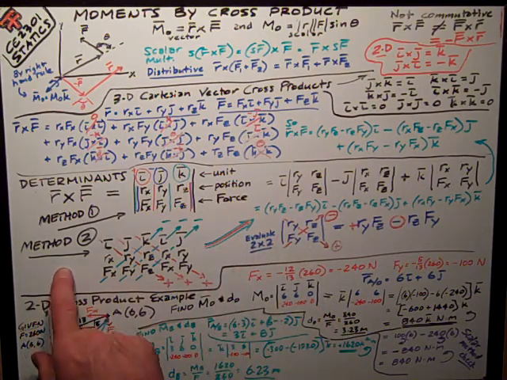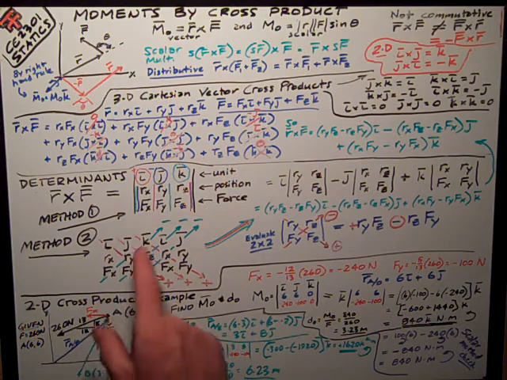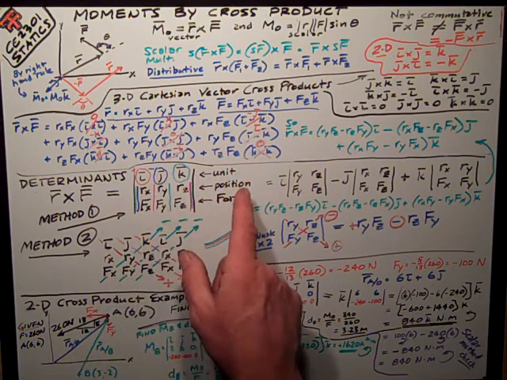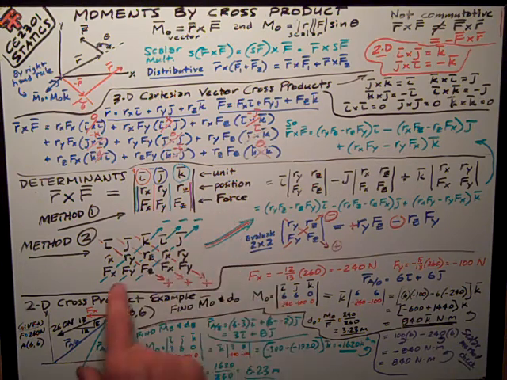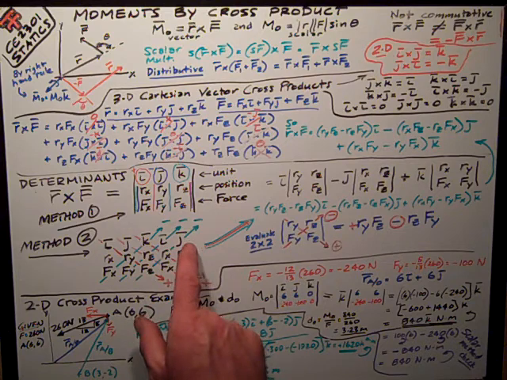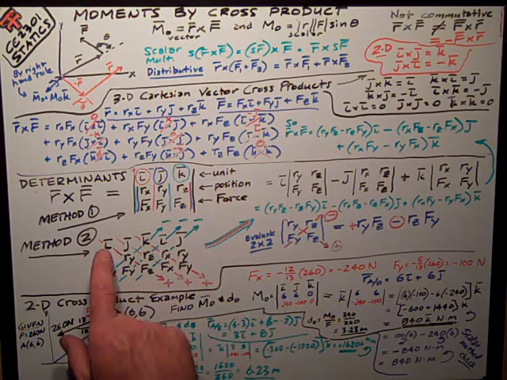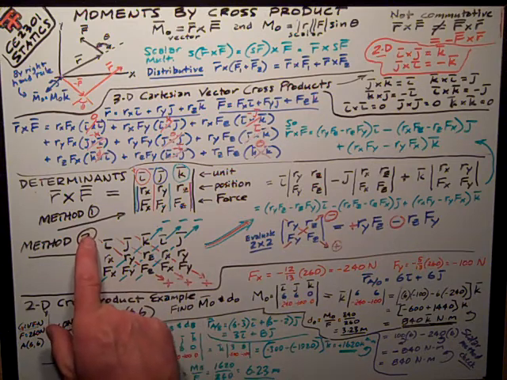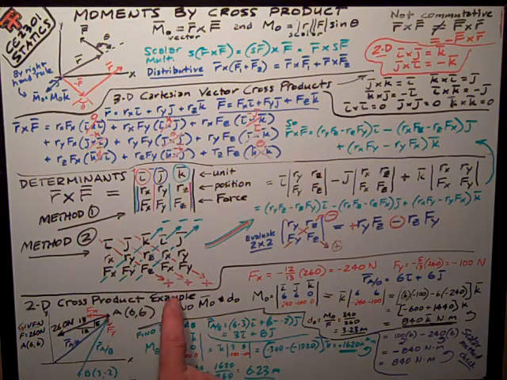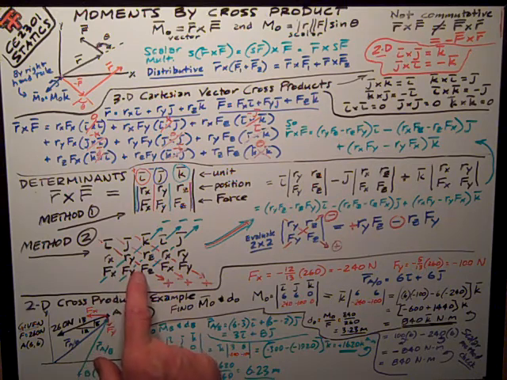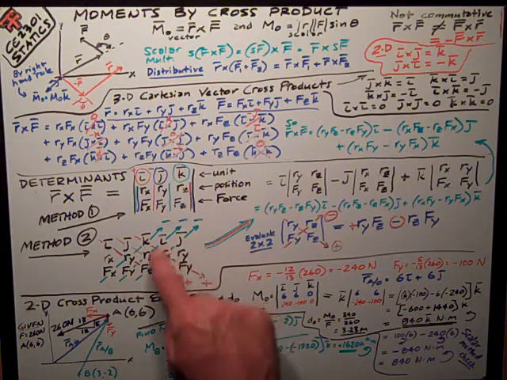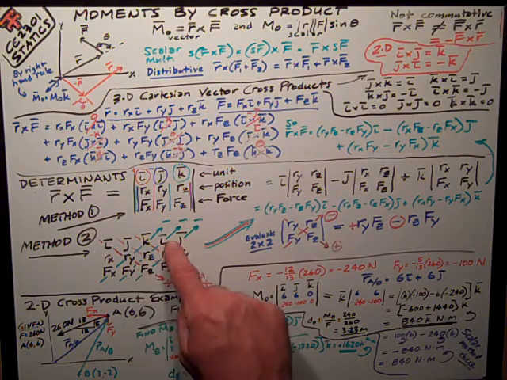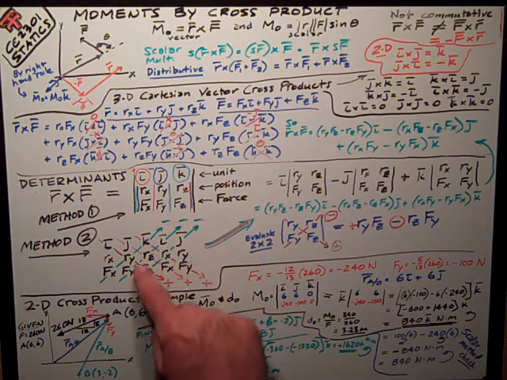The other way, method 2 of evaluating a determinant, is to start off with the same thing: IJK, the unit vectors on top, position in the middle, force on the bottom row. Then I repeat the first two columns of this determinant. I take this I column, Rx, Fx, and put it there, and the J, Ry, Fy column, and put it there. Then I evaluate diagonally down: I times Ry times Fz, minus, I have to go over here to get my minus, minus I times Fy times Rz.